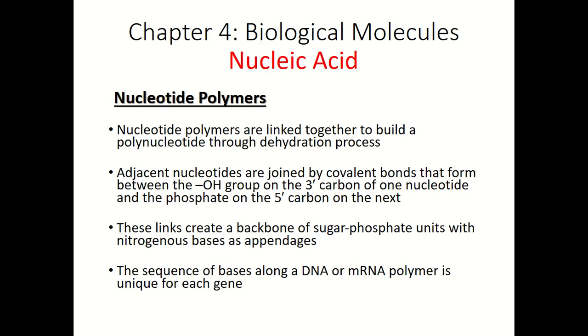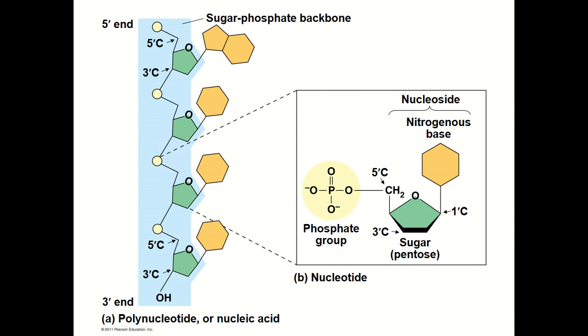So let's look at the polynucleotide or nucleotide polymer. Nucleotides are linked together to build a polynucleotide through a dehydration process, which is loss of water, in which a covalent bond is formed from the OH group on the third carbon of the first nucleotide to the phosphate group on the fifth carbon of the next. So let's see, what does it mean? Okay, let's look over here.